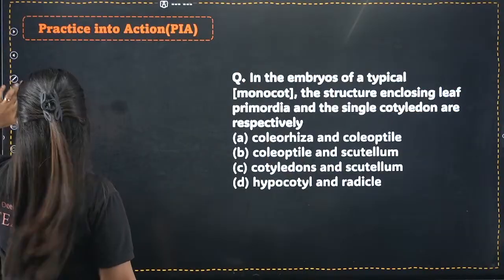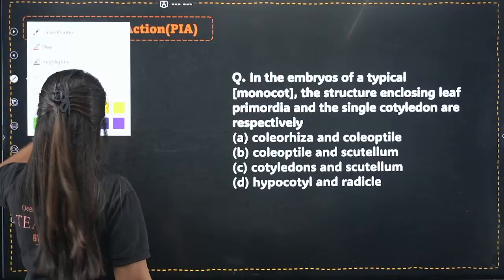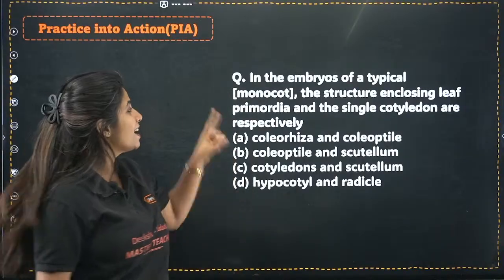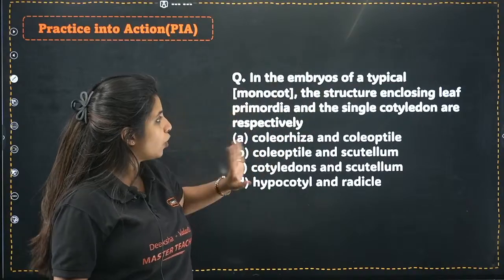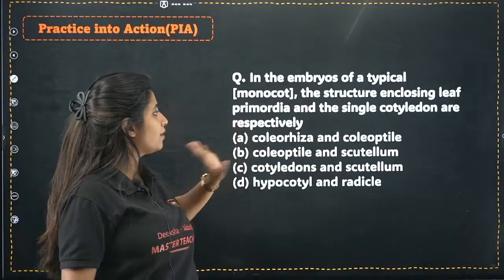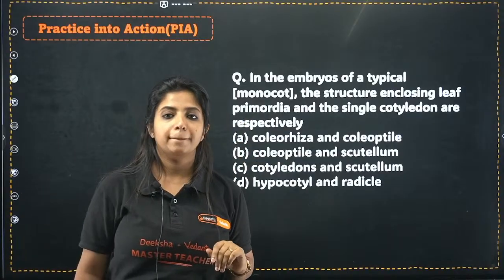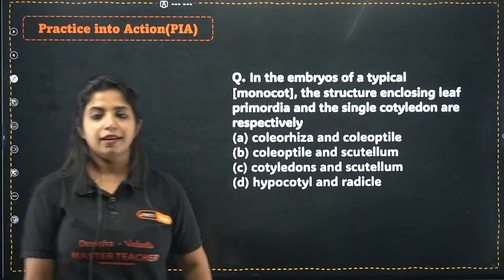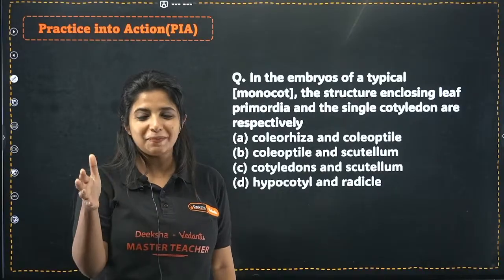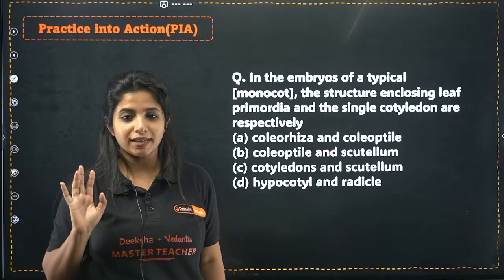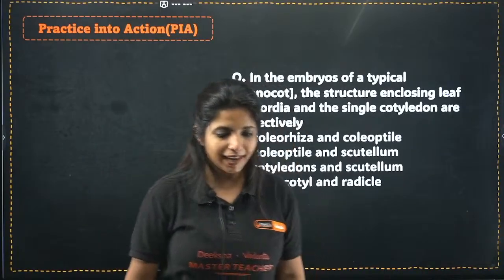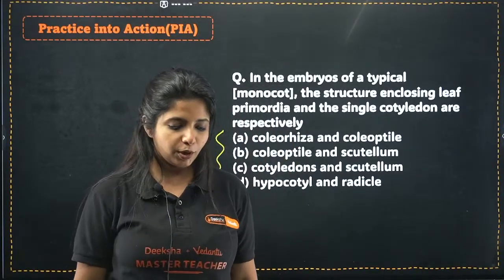With the next question that we have over here. So the first question that we have for today's session goes like this, and you can give me the answer right in the chat box. In the embryos of a typical monocot, the structure enclosing leaf primordia and the single cotyledon are respectively known as what? The structure enclosing the leaf primordia, and what is the single cotyledon known as? Now over here you have got the options and you have to choose from it. Come on, A, B, C, D. What do you think is the answer for it?